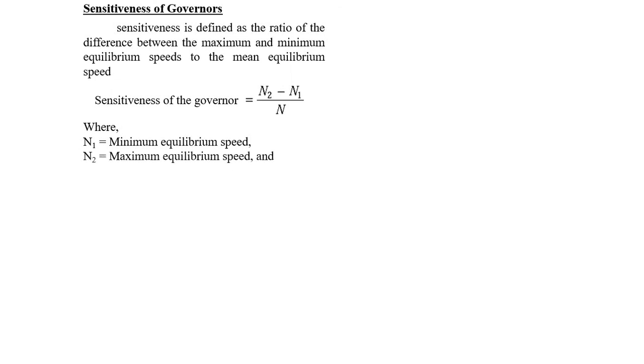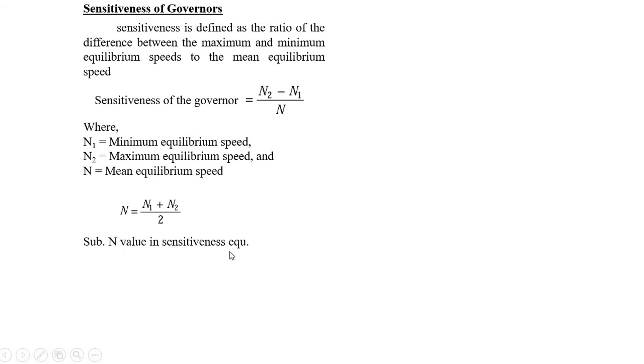Sensitiveness is defined as the ratio of the difference between maximum and minimum equilibrium speed to the mean equilibrium speed. N2 minus N1, the range of speed, divided by the mean equilibrium speed. N1 is the minimum equilibrium speed, N2 is the maximum equilibrium speed, and N is the mean equilibrium speed, which is N1 plus N2 divided by 2.